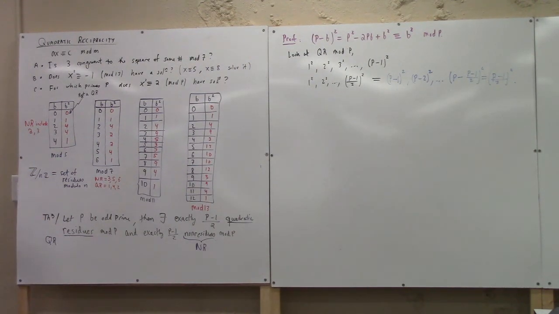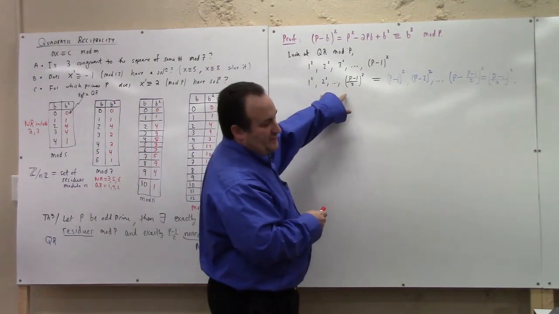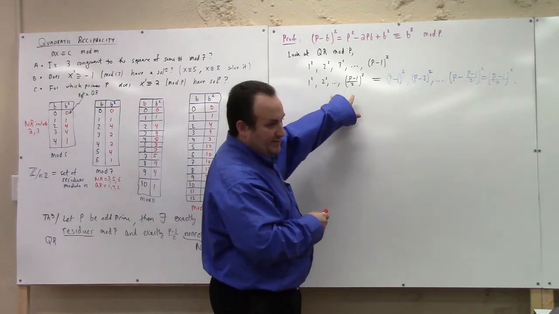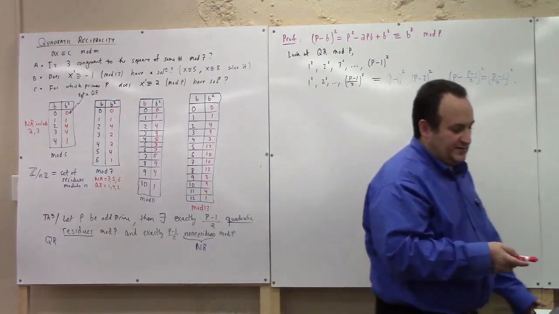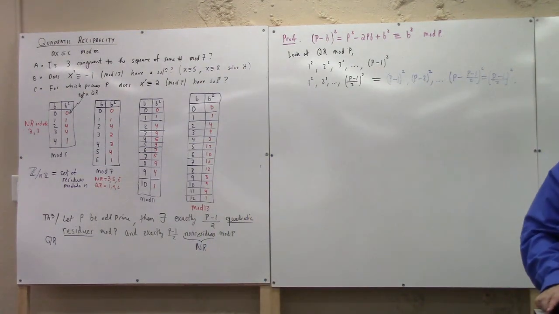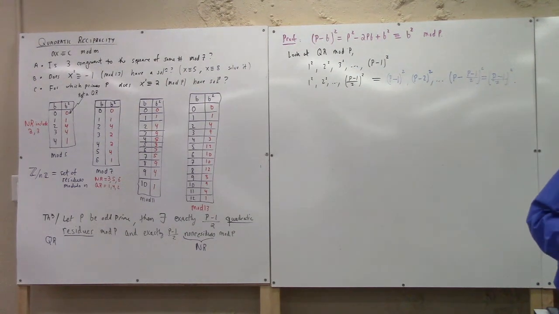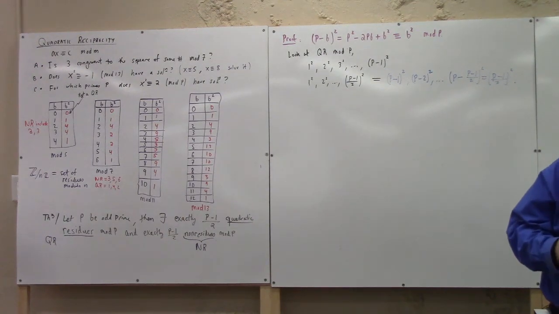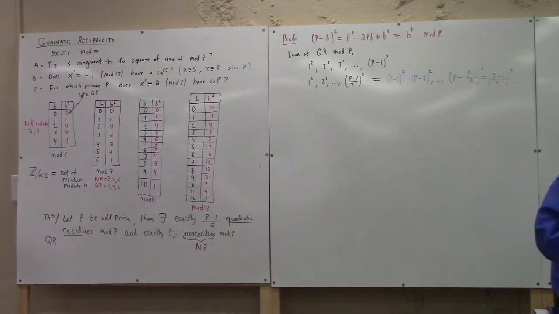This is not an accident. Once you have proved that there are exactly (P minus 1) over 2 quadratic residues, it then follows immediately from counting that there are the same number of non-residues. But I was going to try not to prove anything too much here. I should move on. The main point of this was to ingrain in you an understanding of what we mean by quadratic residue and not quadratic residue. I hope I've accomplished that so far.